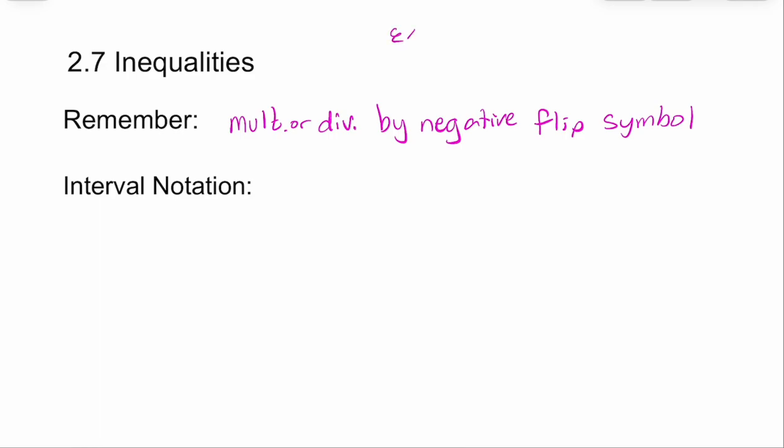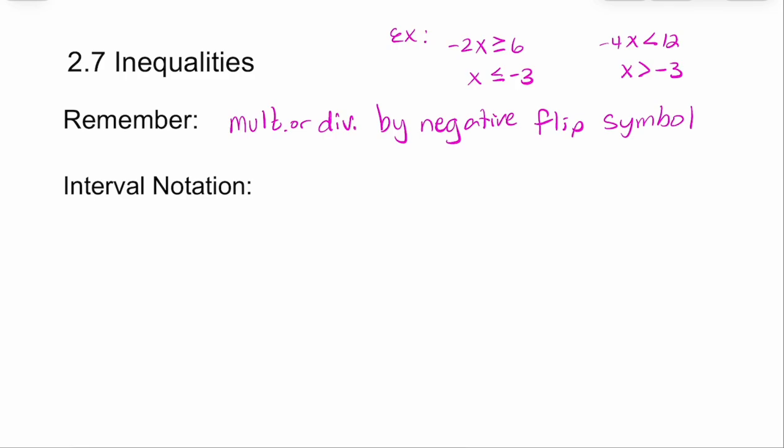Example. If you have negative 2x is greater than or equal to 6, when you divide by a negative, we're going to flip that symbol over. And so we get less than or equal to. And it doesn't matter if it has the equal to or not. If you have like negative 4x is less than 12, you get x is greater than negative 3. So just be careful that if you multiply or divide by a negative, when solving inequalities, you want to flip the symbol.